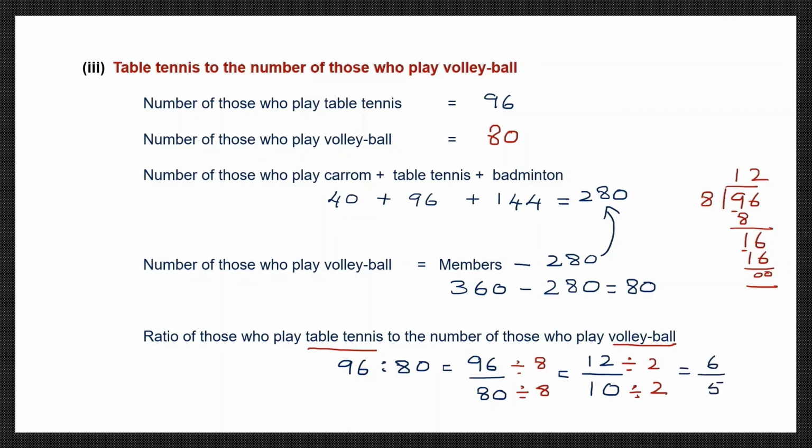So my fraction is 6 by 5 and my ratio of those who play table tennis to those who play volleyball is 6 is to 5. So this is my final answer. 6 is to 5 is the final answer.